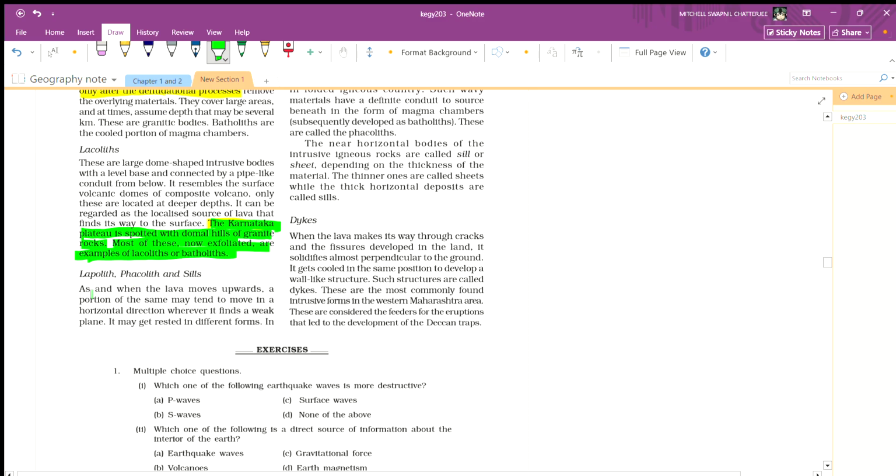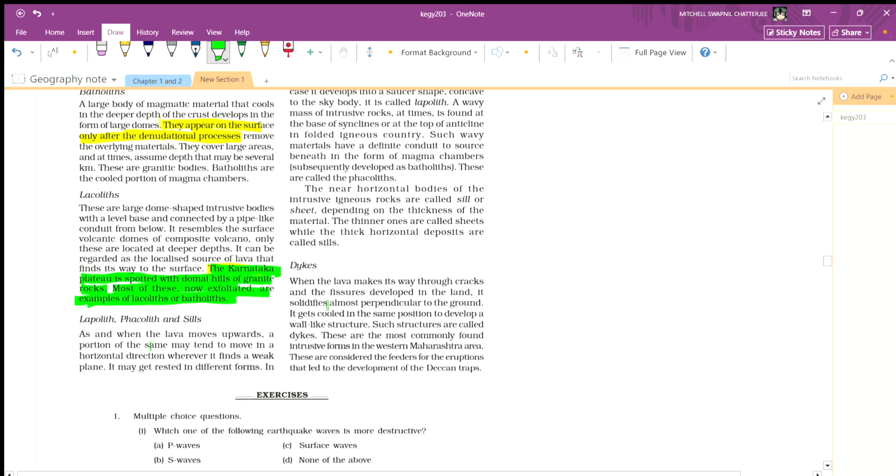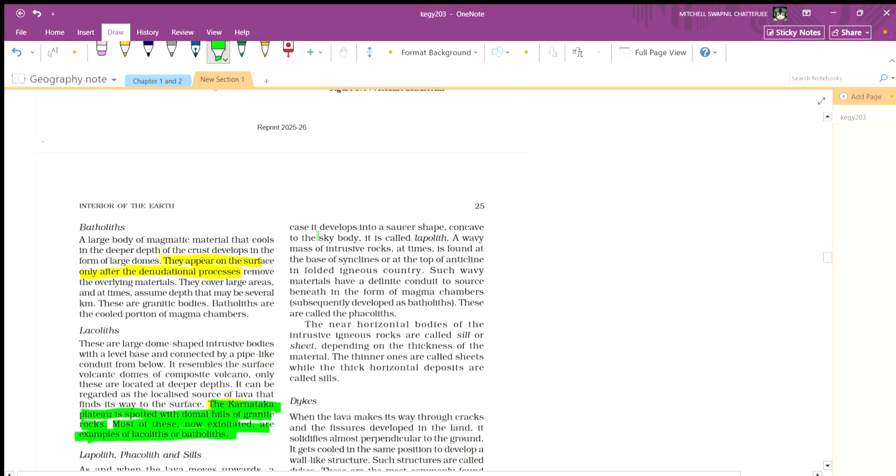As and when the lava moves upward, a portion of it may tend to move in a horizontal direction whenever it finds a weak plane, and it may come to rest in different forms. In case it develops into a saucer shape concave to the sky, the body is called a lapolith.